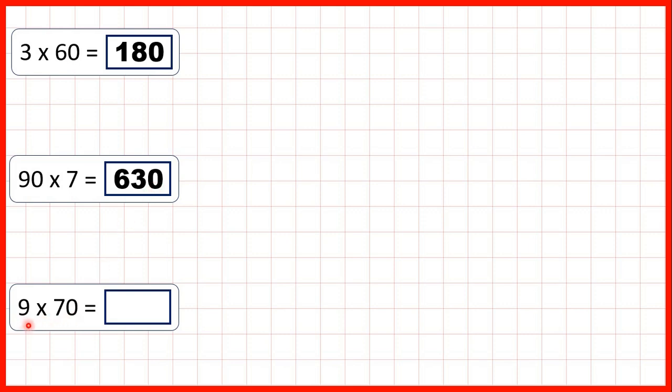So now let's try 9 times 70. Our answer is 630 again, because 9 times 7 is 63. And if we have one 0 in a multiplication question, there will be one 0 in the answer.